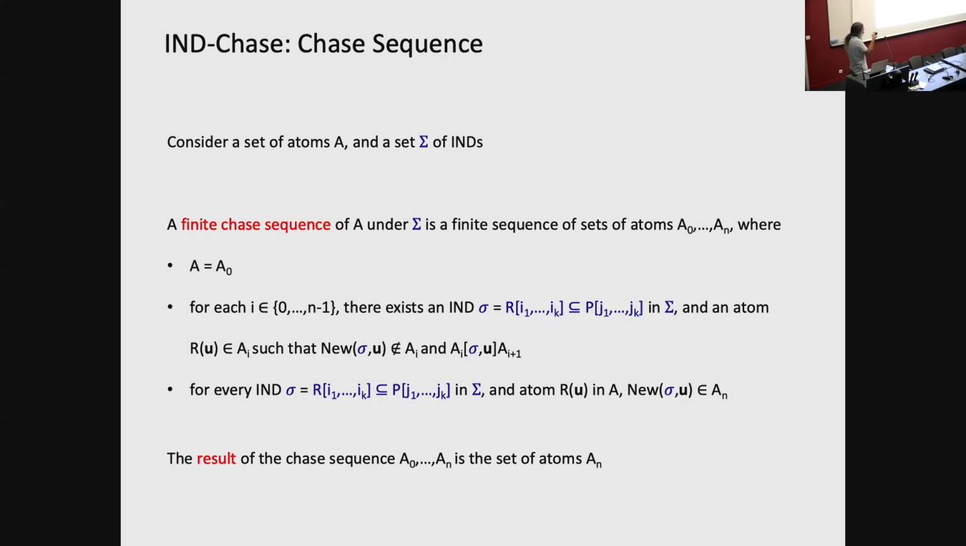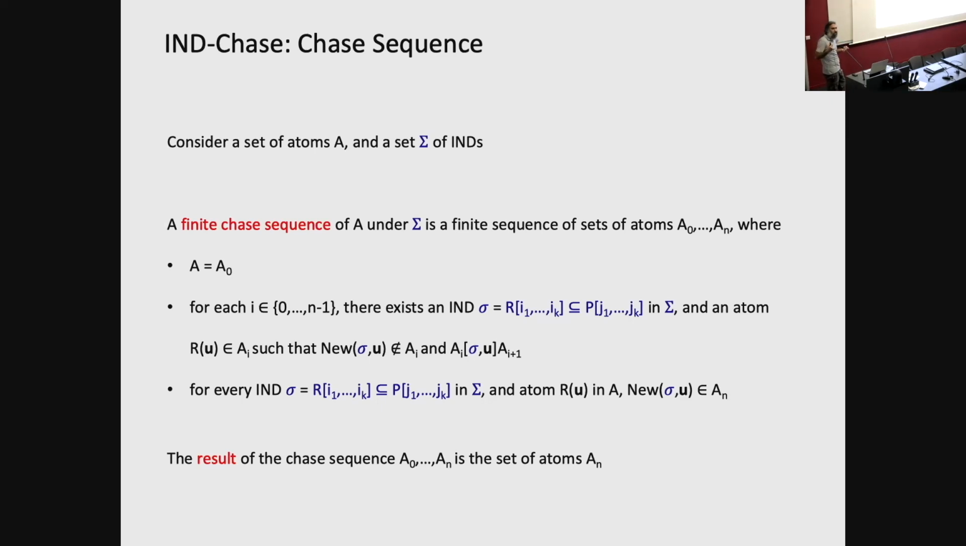The second bullet tells us precisely what we discussed for functional dependencies. So A i plus 1 is obtained from A i via a chase step. For each i, we can find some inclusion dependency in sigma and some atom in A i, such that, and here we have to be a bit careful, A i plus 1 is obtained from A i by applying sigma to A i with U. But here I have an additional condition which says that this new atom that I will produce from sigma and U is not in A i.